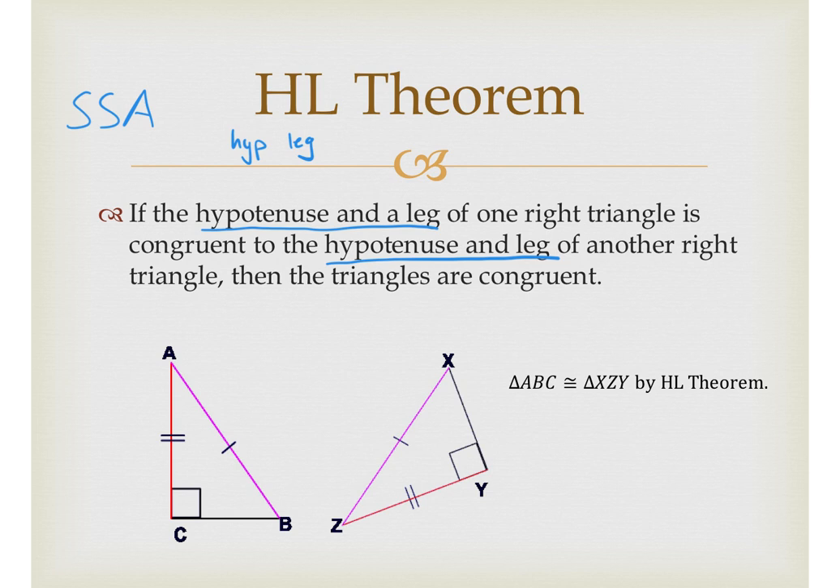And you can actually prove this a couple ways. Pythagorean theorem is probably the easiest one to just think about and realize it must be true without having to prove it. But HL only works with right triangles. That being said, just because you have a right triangle doesn't mean it's going to be HL. You could have side, angle, side. You could have any of the other theorems. But if you have a right triangle, always check for the possibility of the HL theorem.